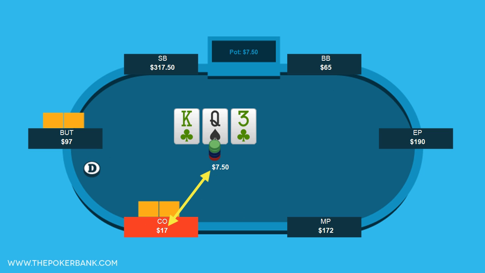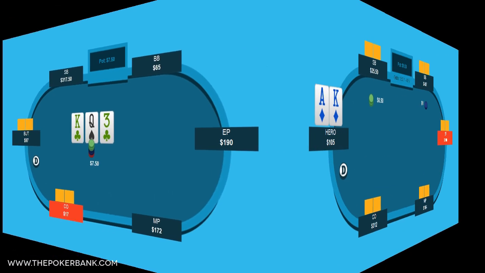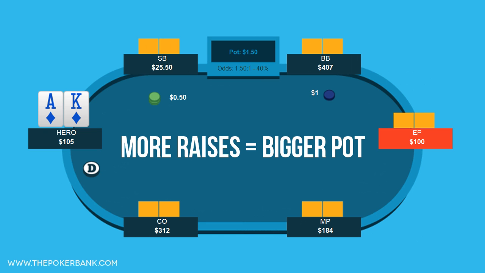Whereas if they both had 100 big blind starting stacks, then they'd have an effective stack of 97 on the flop, pot size of $7.5, and an SPR of 13, which is significantly larger. Another big influencer is going to be single raised versus 3, 4, and 5 bet pots. The more raises that go in pre-flop, the bigger the pot size will be on the flop, and the smaller the effective stacks will be, inherently lowering the SPR.